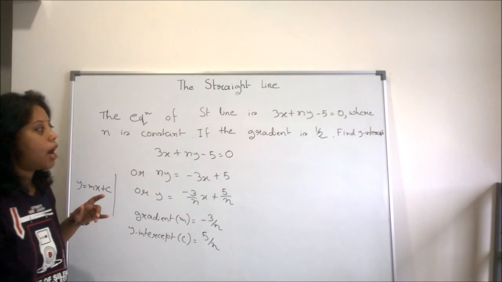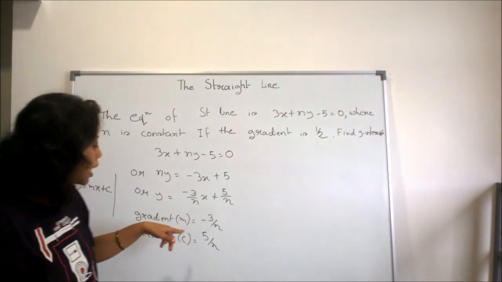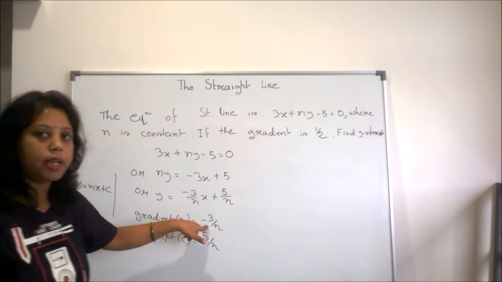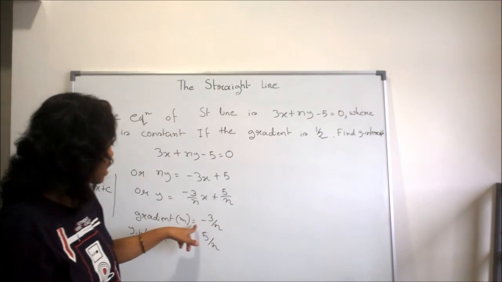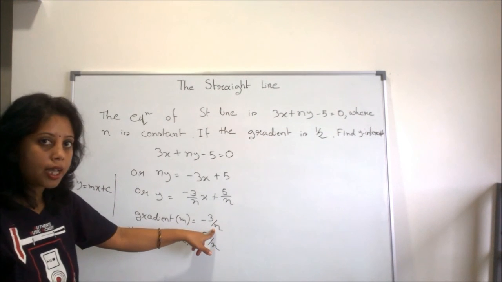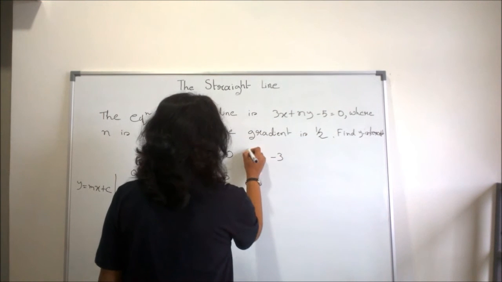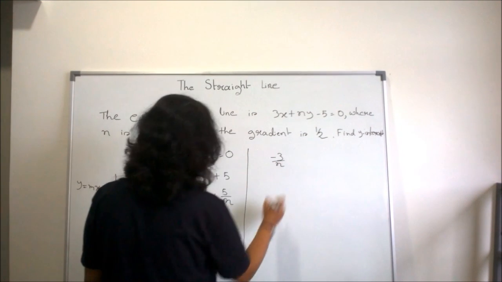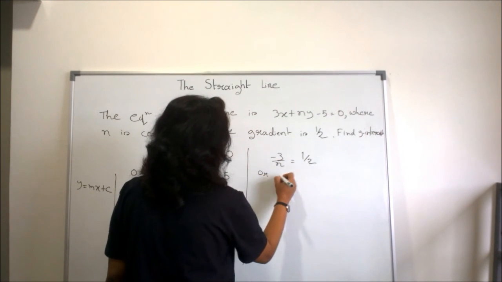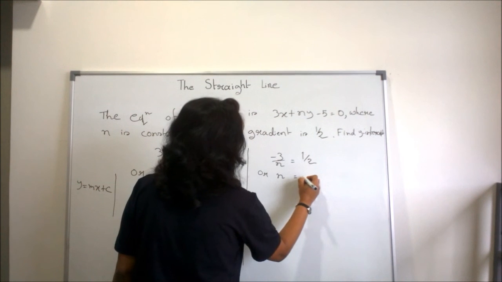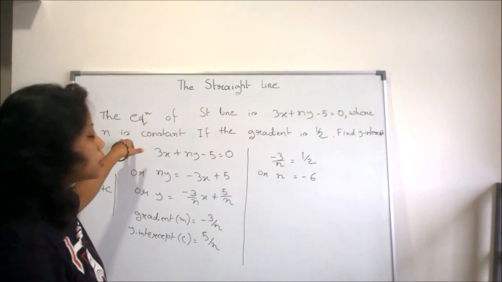Okay, but in our given problem the gradient is given as half and we have found that the gradient is minus 3 by n. So both are equal. The given is half and we have found this is minus 3 by n. So these two are equal. So minus 3 by n is equal to half. So by cross multiplication we get n is equal to minus 6. So we have found the value of the constant n.